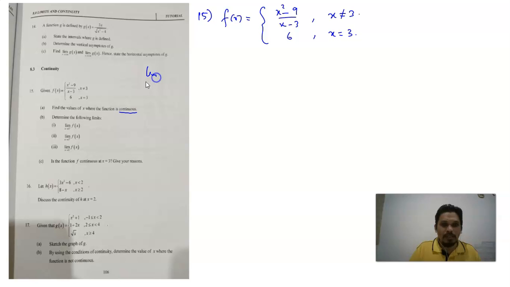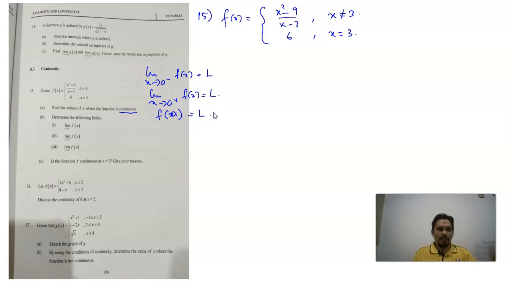Continuous means that the limit as x approaches a from the left of f(x) equals L, and the limit as x approaches a from the right of f(x) equals L. And f(a) itself also gives us the same value. So the conditions of the limit are fulfilled, and also the function at x equal to a equals L. So these three conditions will be fulfilled. Then we say that the function f(x) is continuous.